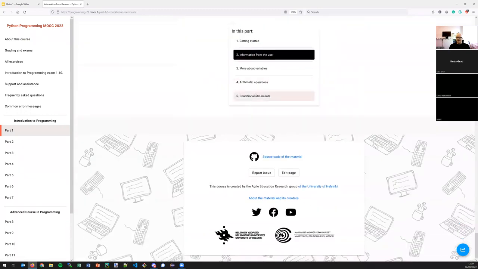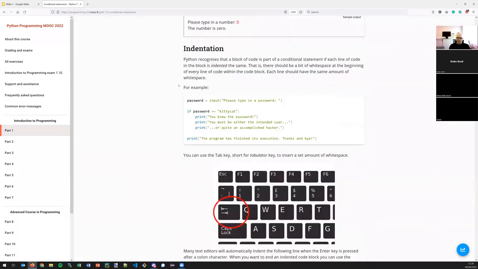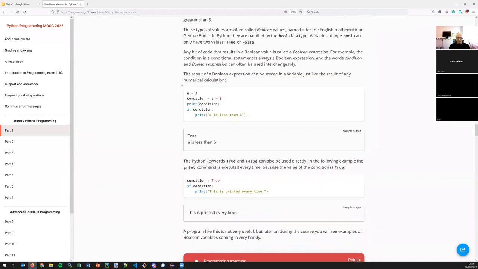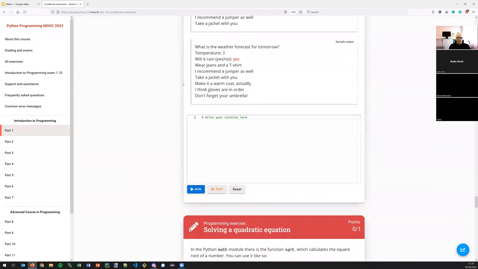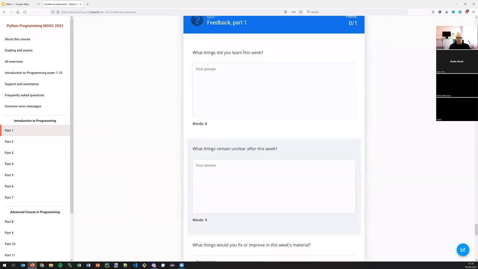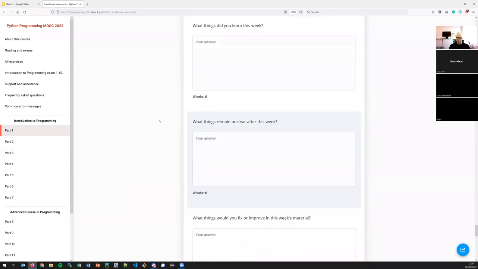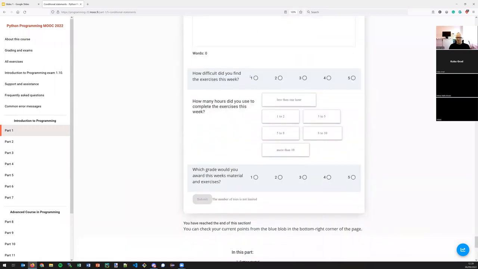And then at the end of the 5th one, there's a small, excuse me, small survey about what things you did learn, what things remain unclear, how would you improve the material, and how difficult you found it, how much you spent time, and how would you grade it. And please answer this one as well. You get 1 point for answering it, but also it's really important that I know how you felt the material was, and so that when we are developing the material further, we know if there are things that are too difficult or too easy or so on.